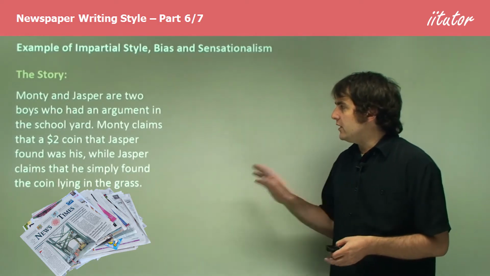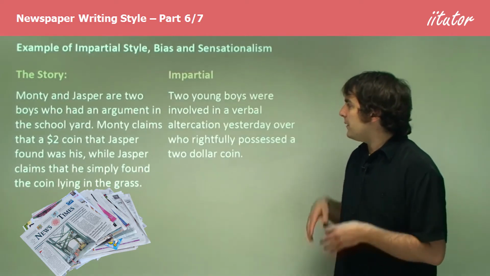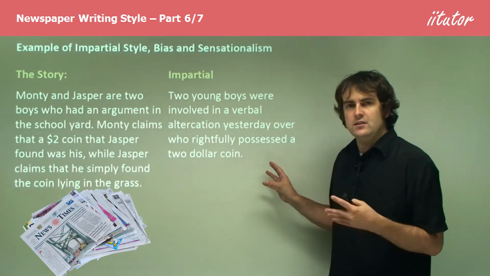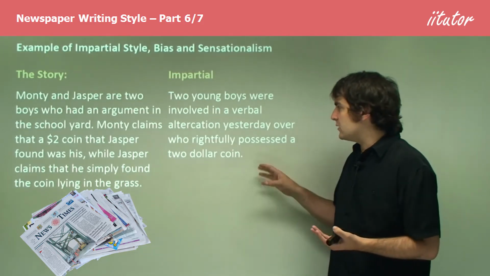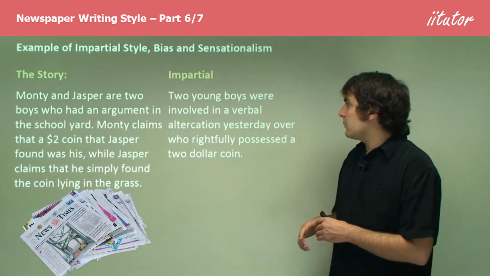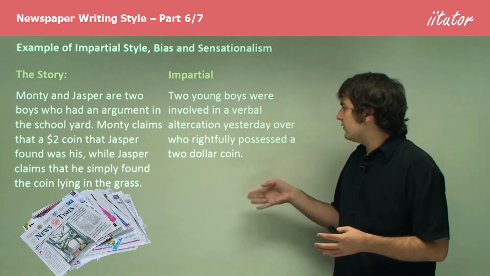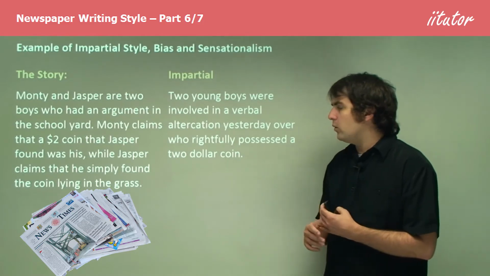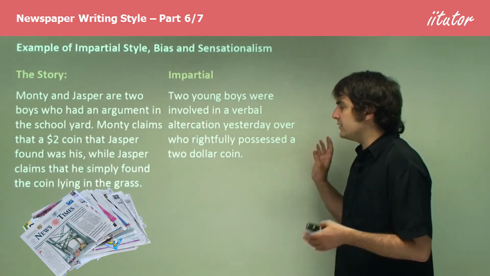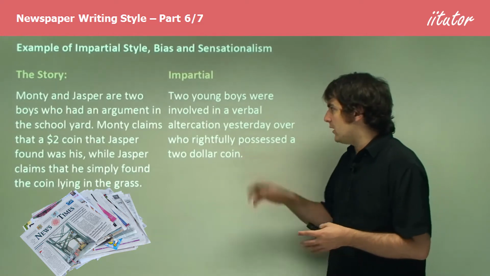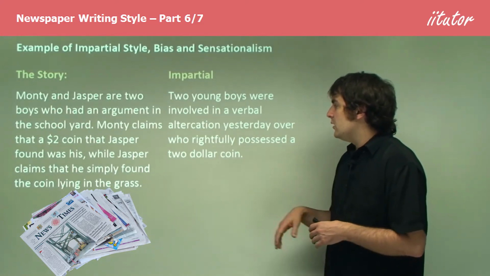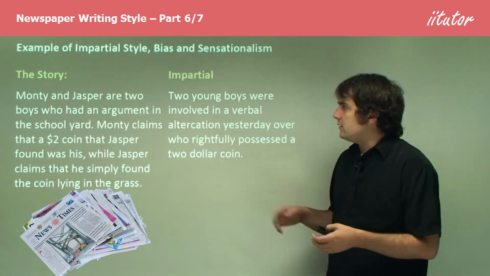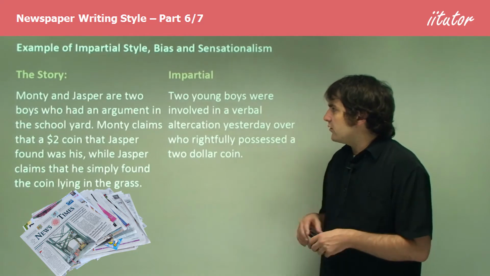So let's just start with the standard impartial style, which is still a bit boring, but it's what a journalist should do, and it's written very succinctly, very concisely, so this basically follows most of the principles. Two young boys were involved in a verbal altercation yesterday over who rightfully possessed a $2 coin. Okay, so it's using as few words as possible, and it's just simply getting straight to the point. There was a verbal altercation about who possessed a $2 coin. Okay, so easy peasy, really. It just gets straight to the point.